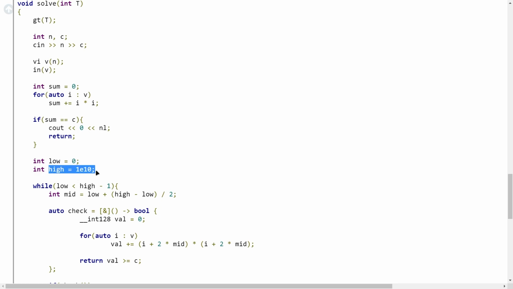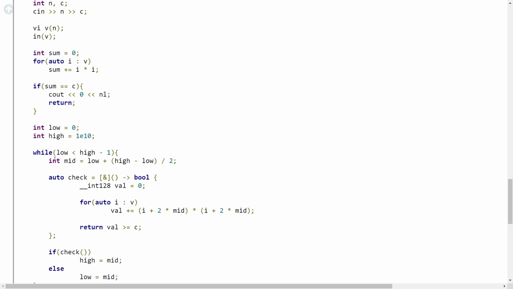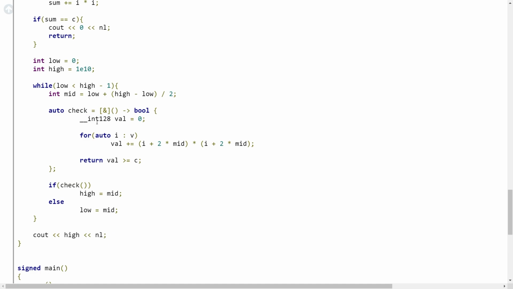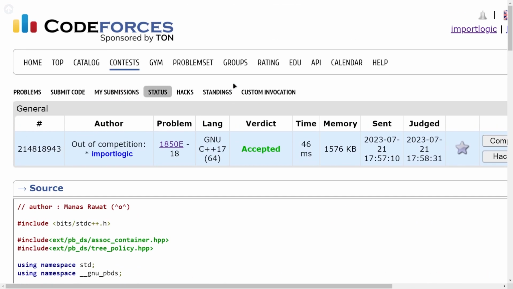Now I initialize a high value with some value which I believe can always be the answer, which is the maximum upper bound. Now I do a simple while low is less than high minus 1, and I calculate the value of mid. Now I have my checker function here, and if check returns true, high will be equal to mid, otherwise low will be equal to mid. How do I actually check it? I'm initializing a 128-bit integer. This particular value was actually giving me overflow for some of the values, so I decided to take a 128-bit integer so that it does not overflow. You can also take it, but make sure that you are using a 64-bit compiler while compiling your code locally as well as submitting online on Codeforces. You will see here, you can check it out here.